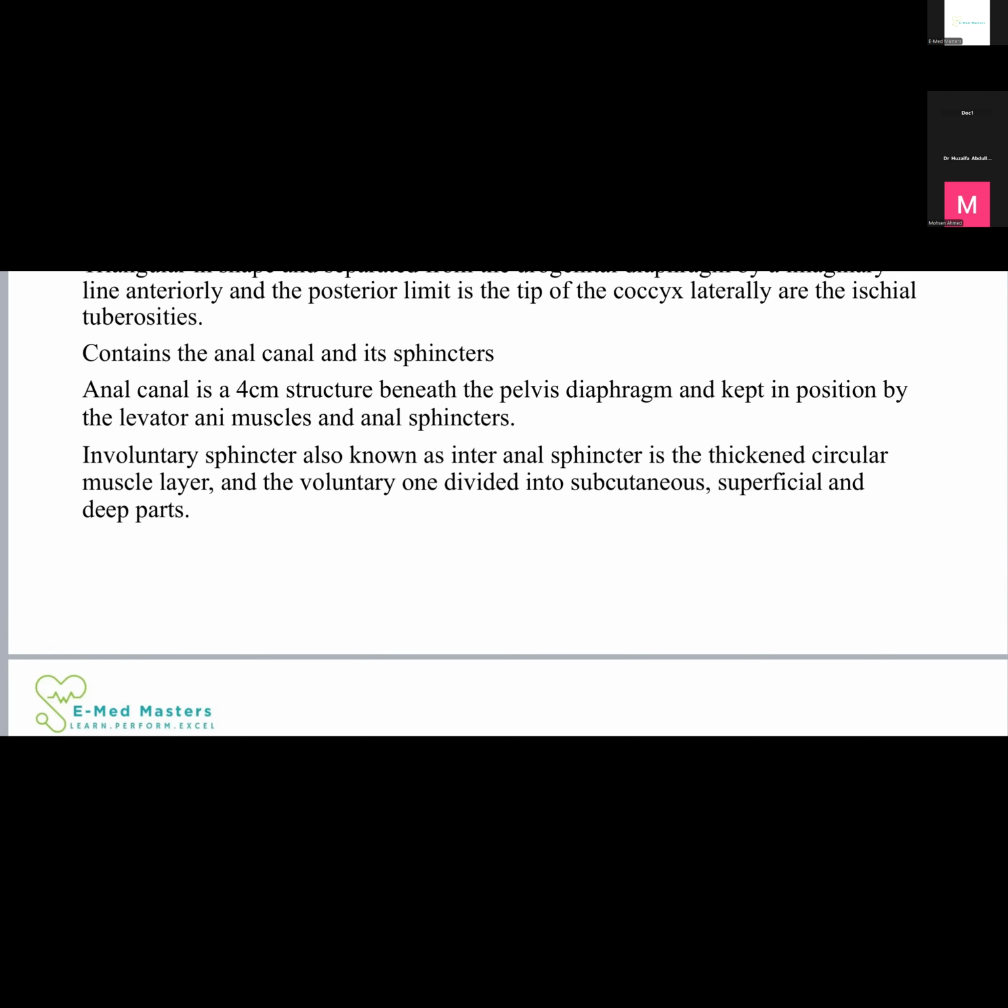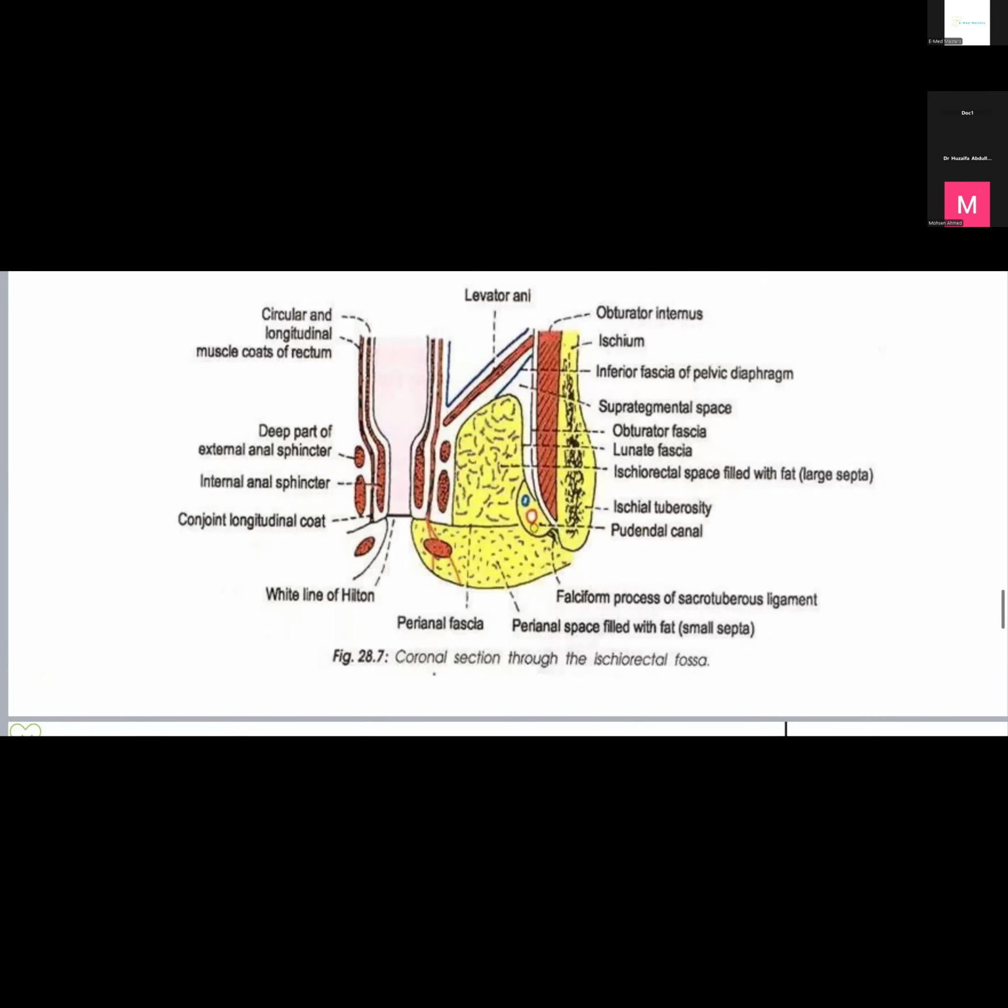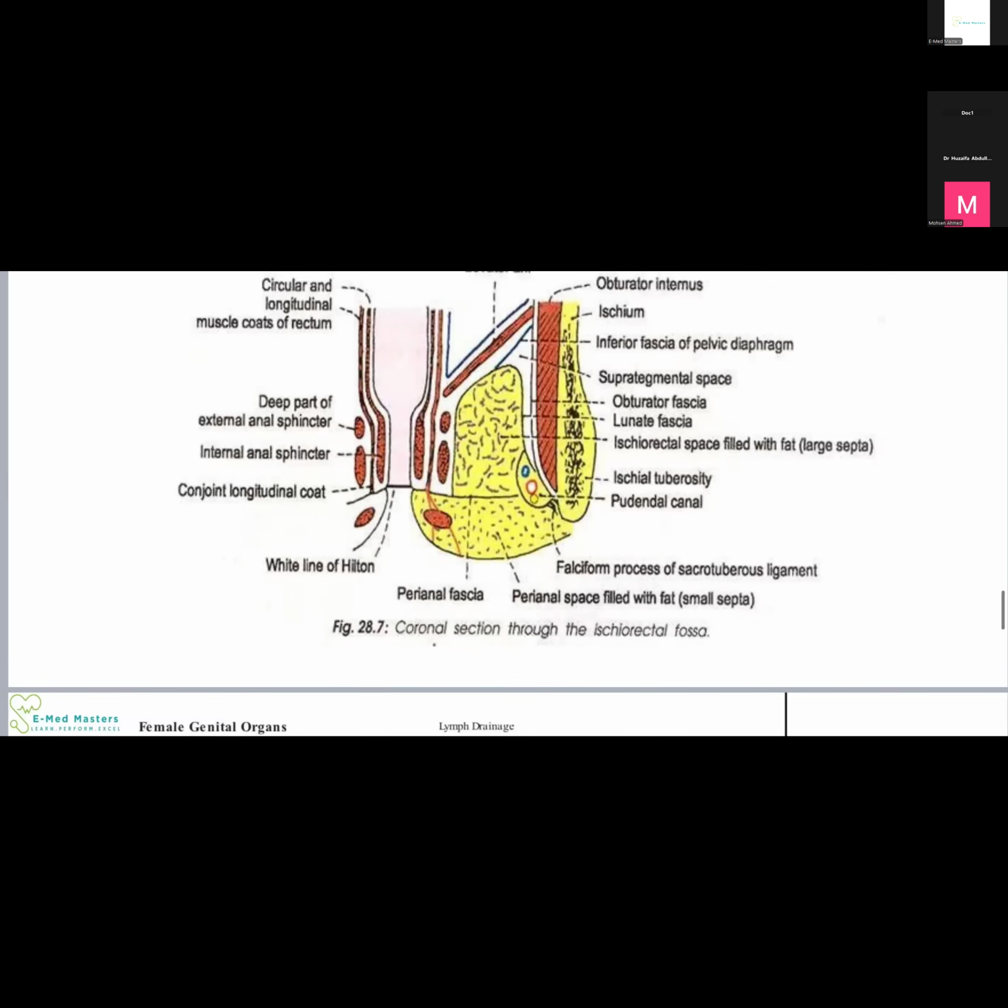So the anal canal has 2 sphincters, involuntary and voluntary. The involuntary is also called the internal anal sphincter, which is the thickened circular muscle layer, while the voluntary is the external anal sphincter and is divided into 3 parts: subcutaneous, superficial, and deep. This is a picture. You can see in the picture the parts of the external anal sphincter and internal anal sphincter.